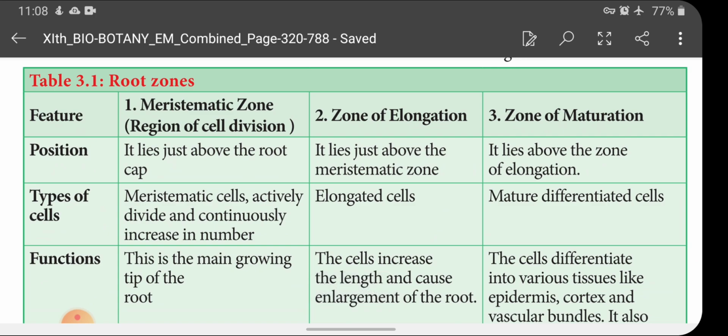First we will see the position of the meristematic zone, zone of elongation and zone of maturation. That is where they are present. The meristematic zone lies above the root cap. The zone of elongation lies just above the meristematic zone. And the zone of maturation lies above the zone of elongation.